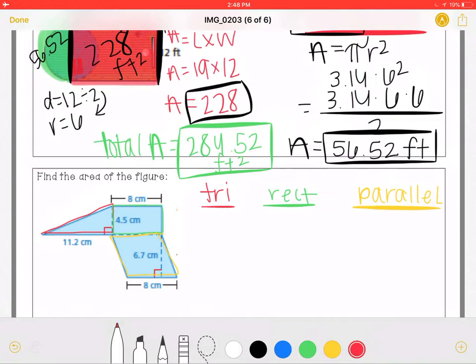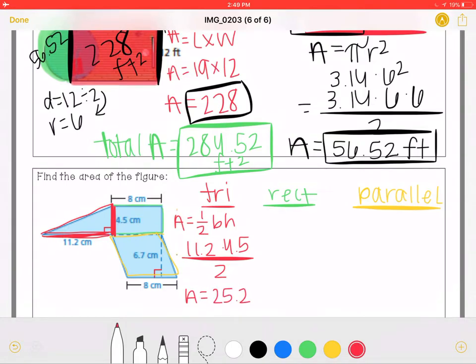Let's start with the triangle. Area of a triangle, you do 1/2 the base times the height, or do the base times the height and divide it by 2. So our base here is 11.2 times our height, which is 4.5. Multiply those together and then take half of it or divide it by 2. Your area for your triangle should be 25.2 centimeters squared.